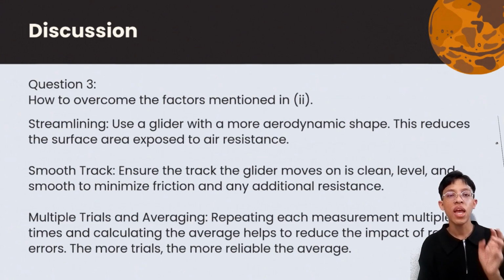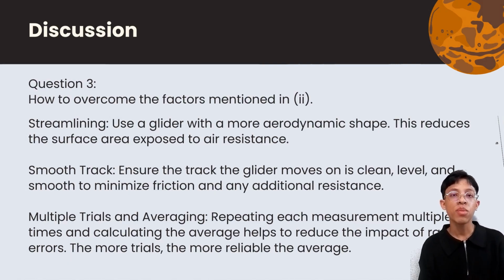For question number 3, explain how to overcome the factors mentioned in discussion number 2. So the first one, streamlining. Use a glider with a more aerodynamic shape. This reduces the surface area exposed to air resistance. The second one, smooth track. Ensure the track the glider moves on is clean, level, and smooth to minimize friction and any additional resistance. The last but not least, multiple trials and averaging. Repeating each measurement multiple times and calculating the average helps to reduce the impact of random errors. The more trials, the more reliable the average.